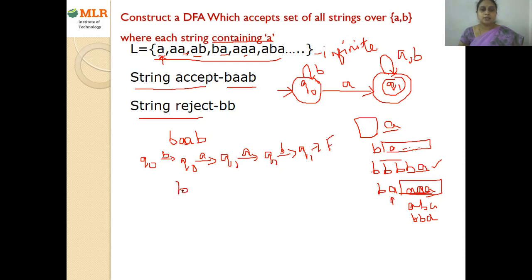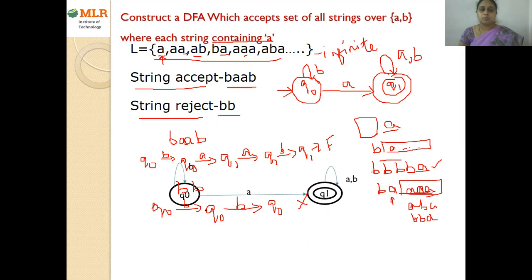Now taking another string, BB. Q0 on B, it is going to be in the Q0 state. Q0 on B, again it is in the Q0 state. And here Q0 is not the final state. That's why the string is going to be rejected. And if you observe, BB is not present in the language.